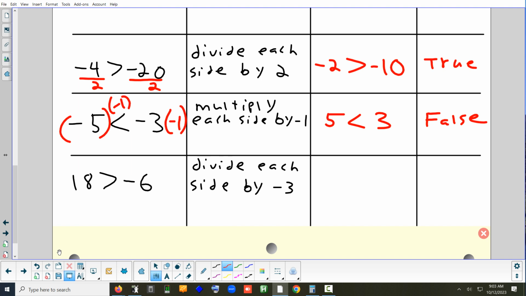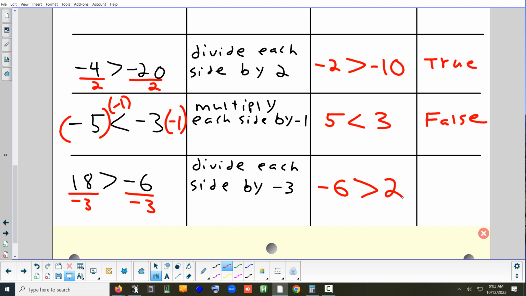Let's try this one. 18 is greater than negative 6. True. That is true. What do they want me to do on each side this time? Divide by negative 3. Okay, so let's put our symbol. That's exactly the same symbol we started with. What's 18 divided by negative 3? Negative 6. And what's negative 6 divided by negative 3? Positive 2.